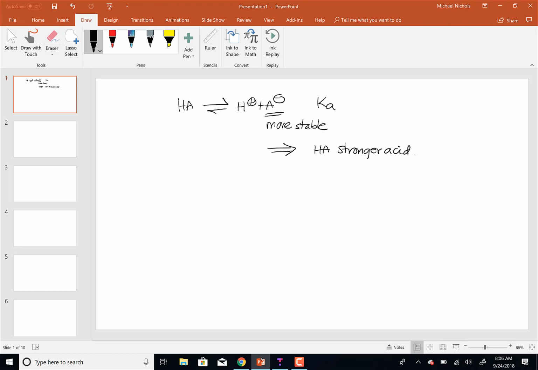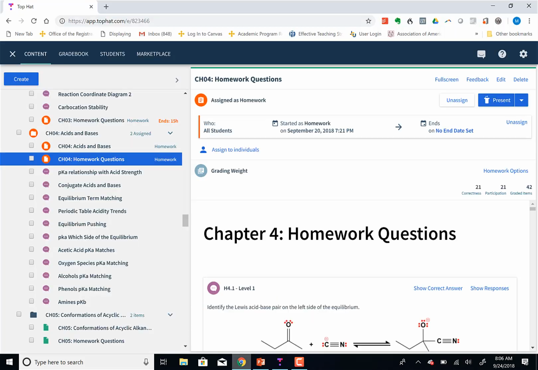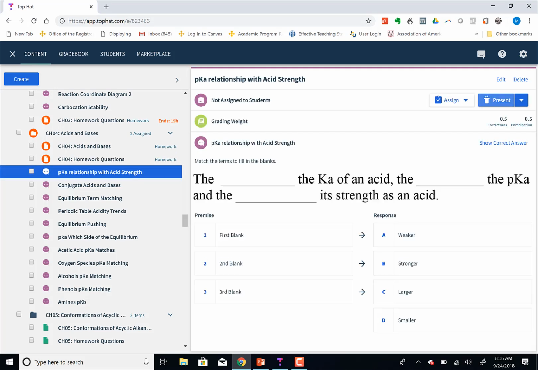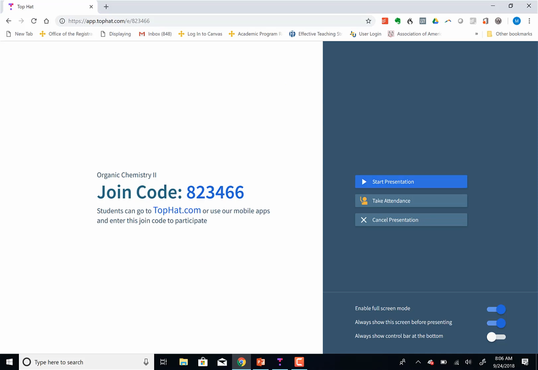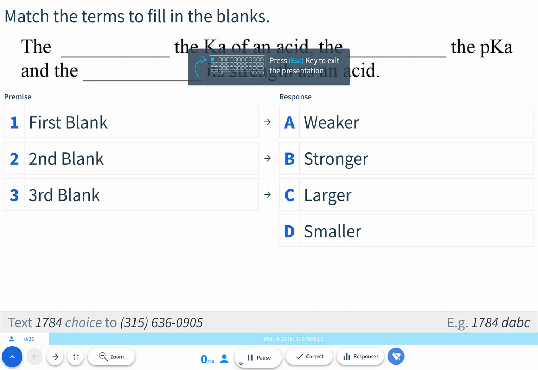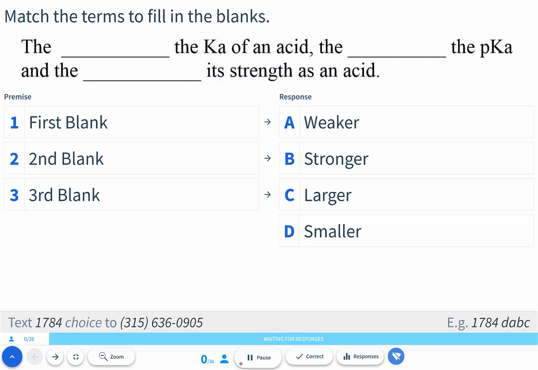Okay, so first question. The first question is going to be this word problem. The blank the Ka of an acid, the blank the pKa, and the blank its strength as an acid. So you get to match up the terms with those.